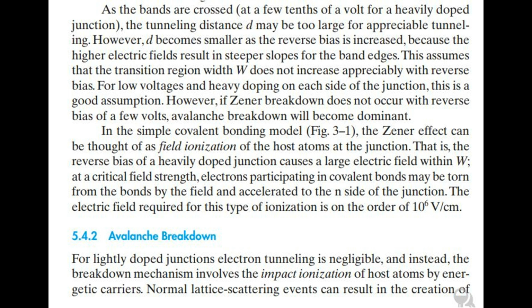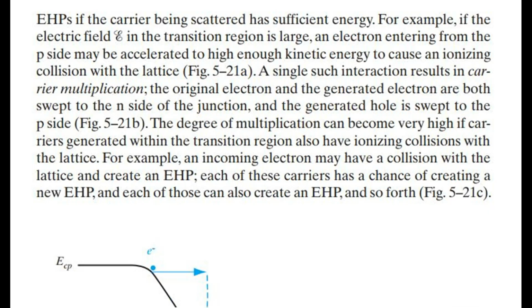Avalanche breakdown. For lightly doped junctions, electron tunneling is negligible, and instead, the breakdown mechanism involves the impact ionization of host atoms by energetic carriers. Normal lattice scattering events can result in the creation of electron-hole pairs if the carrier being scattered has sufficient energy. For example, if the electric field in the transition region is large, an electron entering from the p side may be accelerated to high enough kinetic energy to cause an ionizing collision with the lattice, Fig 5.21a.